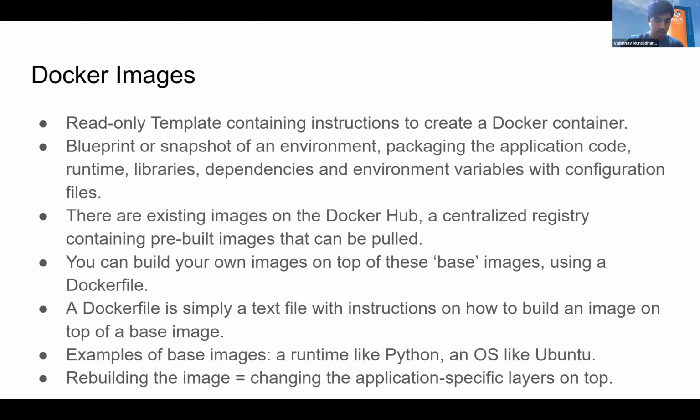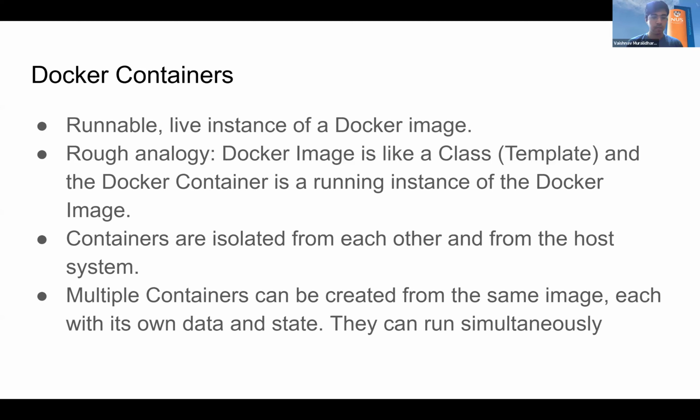So that was basically Docker images. And you have Docker containers, which is a runnable live instance of a Docker image. A rough analogy, as I mentioned: a Docker image is like a class, and a Docker container is a running instance of the Docker image. Containers are isolated from each other and from the host system, so they are like standalone applications. Multiple containers can be created from the same image. For example, multiple objects can also be created from the same class, right? A class is basically a series of instructions on how to create an instance or an object, and different objects can also run simultaneously. So that's the analogy you should be thinking about when you're looking at Docker images and Docker containers.